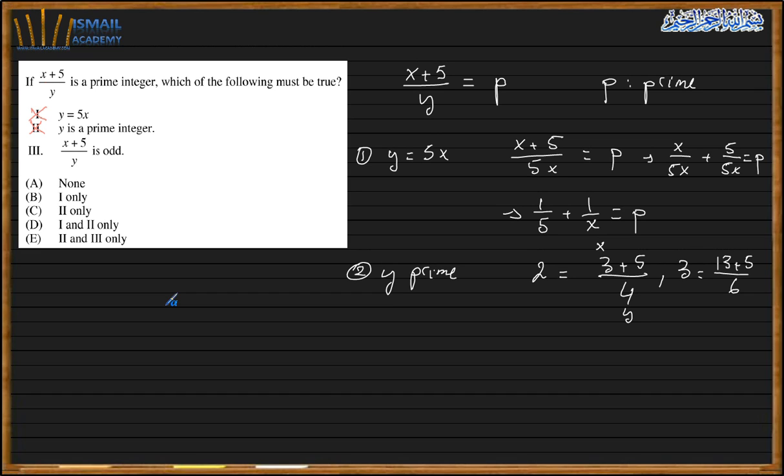3, 5, 7, and so on. You see, it can be either odd, so this is not. So none of them can be true. So the answer is A.